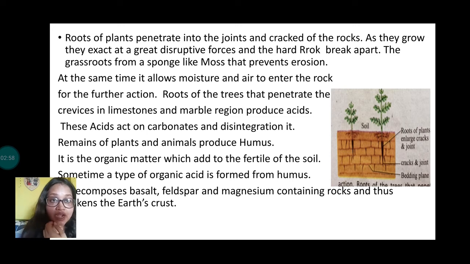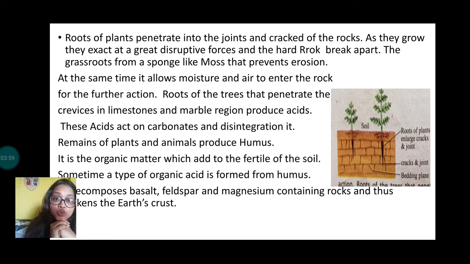And you know, the roots of plants are also responsible for the disintegration of rock. How? When roots crack any rock, as you see in the picture, where rocks are joined, the root gets bigger and bigger day by day, and then there is a huge force on this hard rock, and the hard rock breaks down. The grass roots, from a sponge-like moss, can also prevent erosion, because they capture the soil with their roots. But at the same time, when they make a hole and a crack in the soil, it is easier for moisture and air to enter that crack.